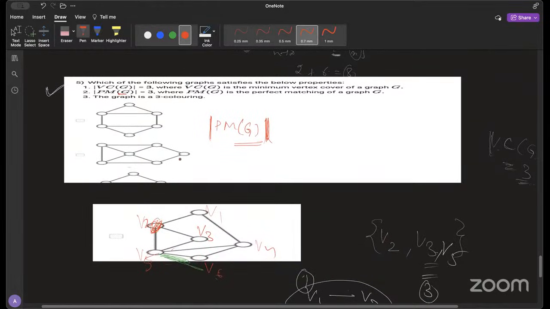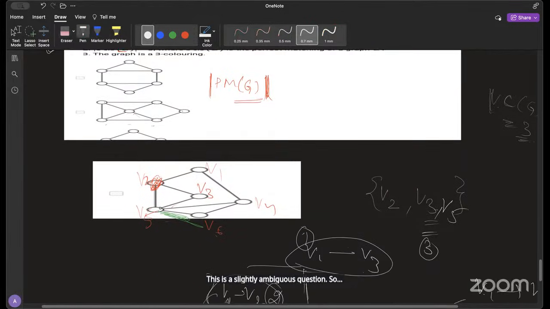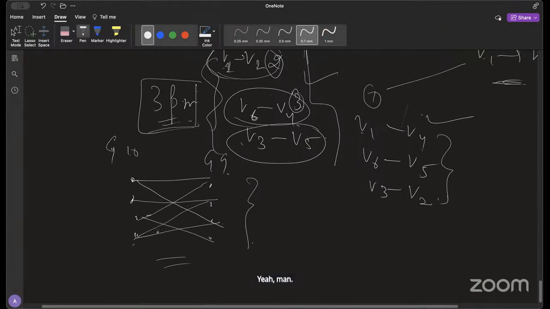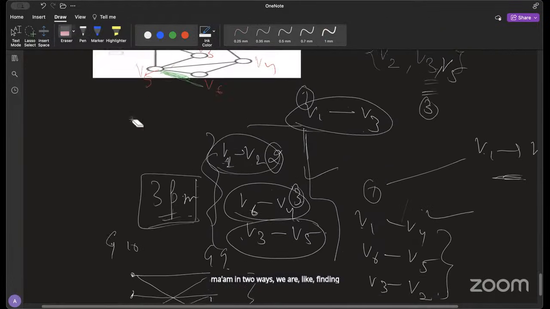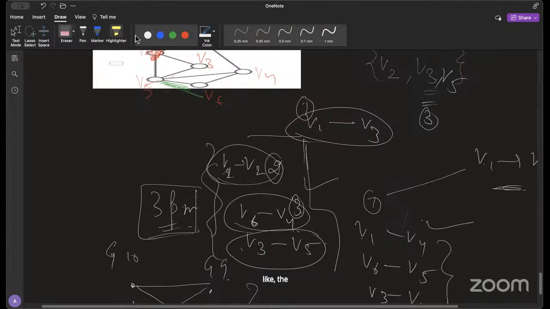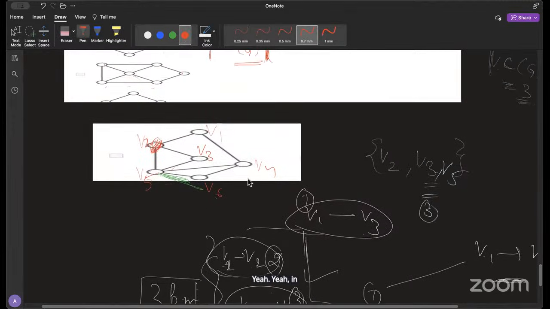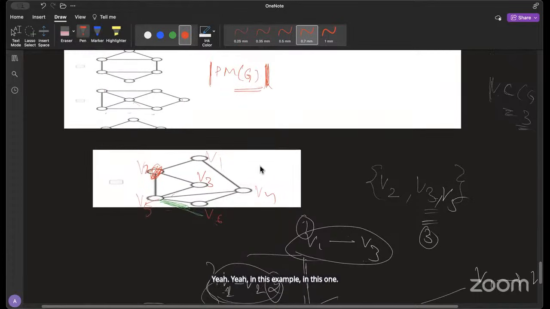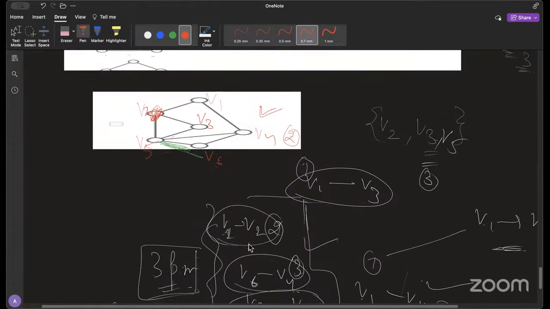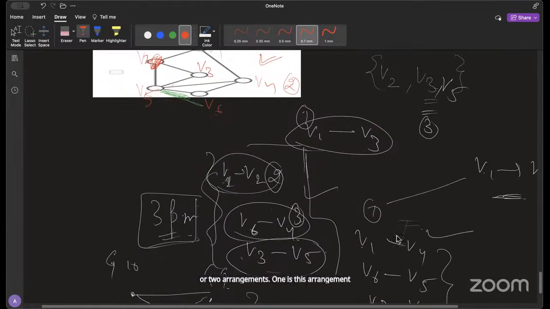And do you have a perfect matching here? I can also find this here. This is a slightly ambiguous question. Ma'am, in two ways we are finding the perfect matching, right? Yes, in this particular example, there are two ways to find the perfect matchings, or two arrangements. One is this arrangement, the other one is this arrangement.